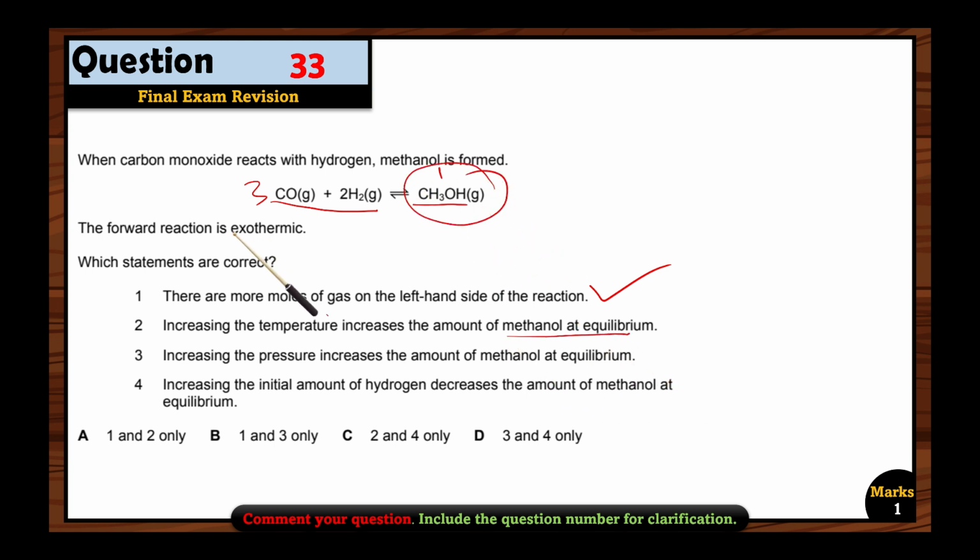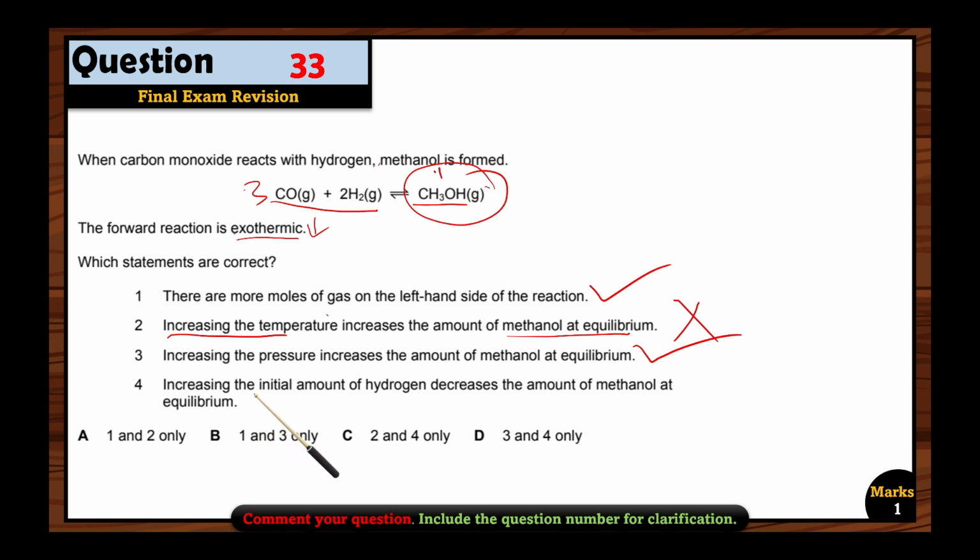Increasing the temperature increases the amount of methanol at equilibrium. Methanol is on the right side and the forward reaction is exothermic. So it means low temperature will favor the production of methanol. So this is increasing the temperature. That's wrong. Increasing the pressure increases the amount of methanol at equilibrium. Yes, that's right, because methanol is 1, and if you increase the pressure, it will favor the side that has less. And there we have 3 moles. Here we have 1 mole.